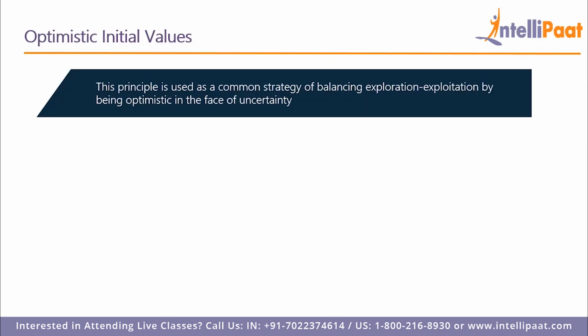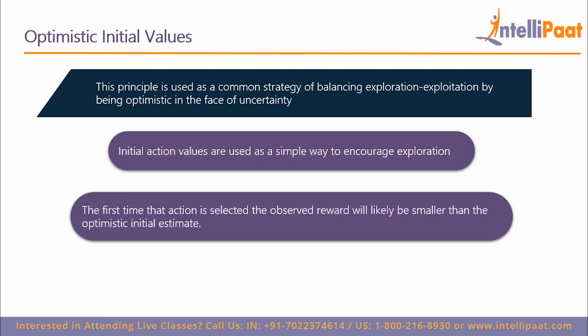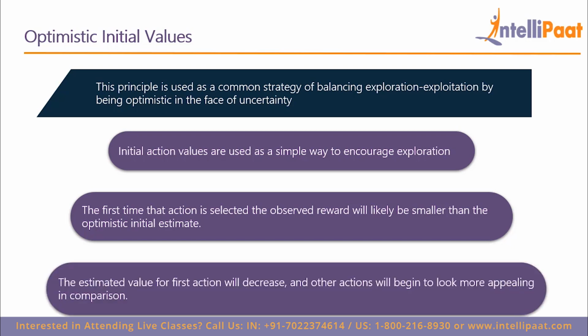So in the optimistic initial values method, we balance the exploration and exploitation by being optimistic in the face of uncertainty. Instead of defining the initial values as 0, we'll define a non-zero initial estimate to encourage early exploration. So the first time any action is taken, the observed reward will be smaller than the initial estimate which is set by us, and by doing so, the estimated value for the chosen action will decrease compared to the other actions, and hence all the other actions will be explored more. So now let's discuss this concept with the help of an example.